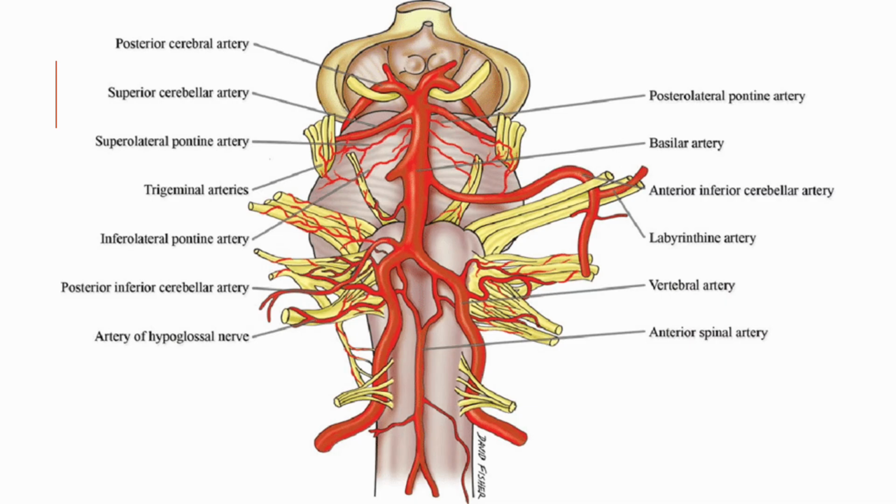The arteries supplying the brainstem and the cerebellum with blood also come from the vertebral and basilar arteries. These refer to the superior, anterior inferior, and posterior inferior cerebellar arteries.